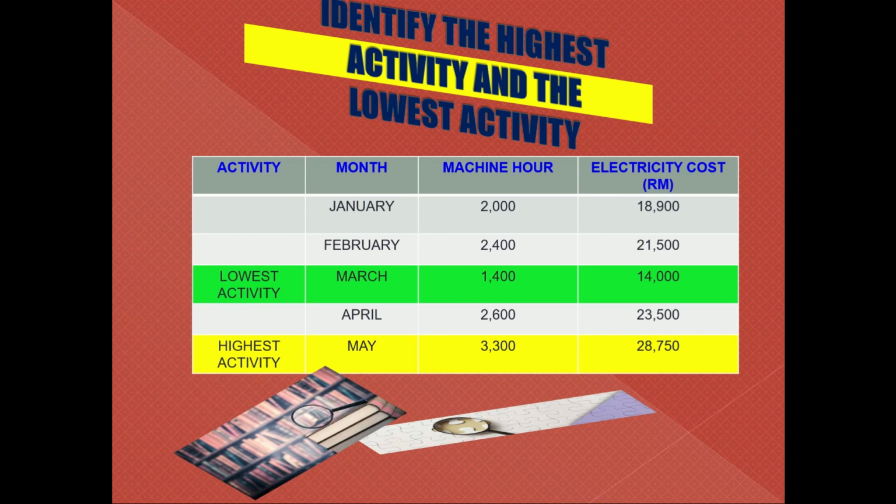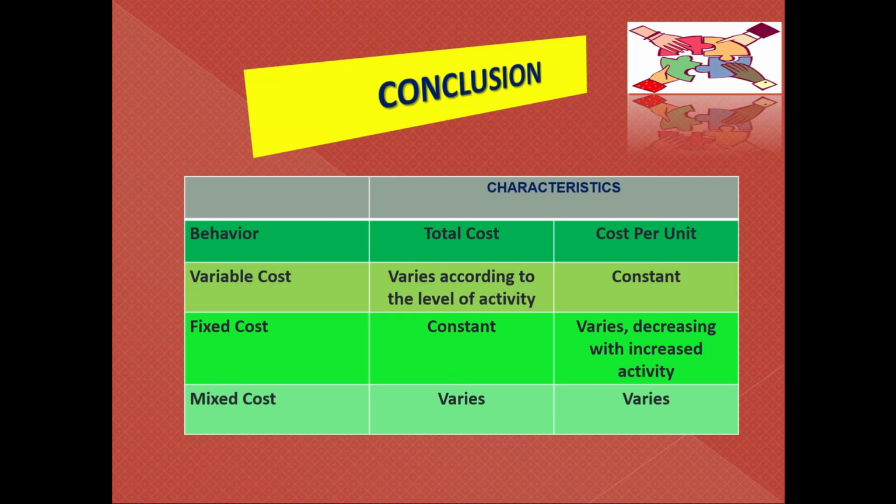Conclusion for Chapter 3, related to the characteristics of each cost. For variable cost, total cost varies according to the level of activity and cost per unit is constant. For fixed cost, total cost is constant and cost per unit varies, decreasing with increased activity. For mixed cost, total cost and cost per unit varies.